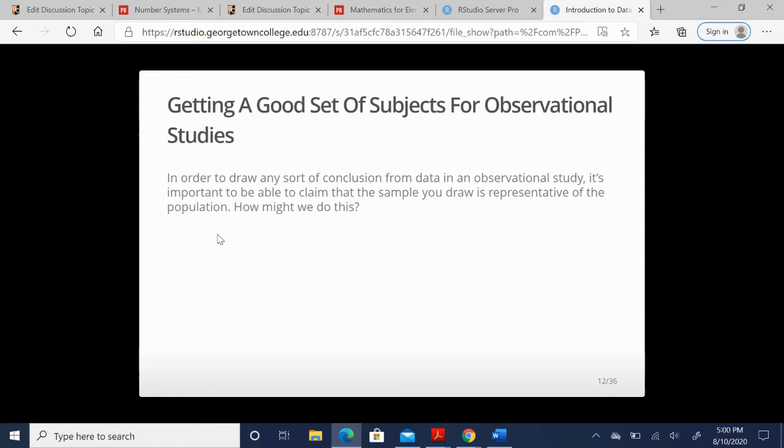Okay, so when we're getting ready to do an observational study, we want to be able to get a good set of subjects. In order to draw any sort of conclusion about the data, it's important to be able to claim that our sample is representative of the population. In other words, we've got to be able to pick a sample that isn't going to be so different from the population that the data might appear differently just because of that.